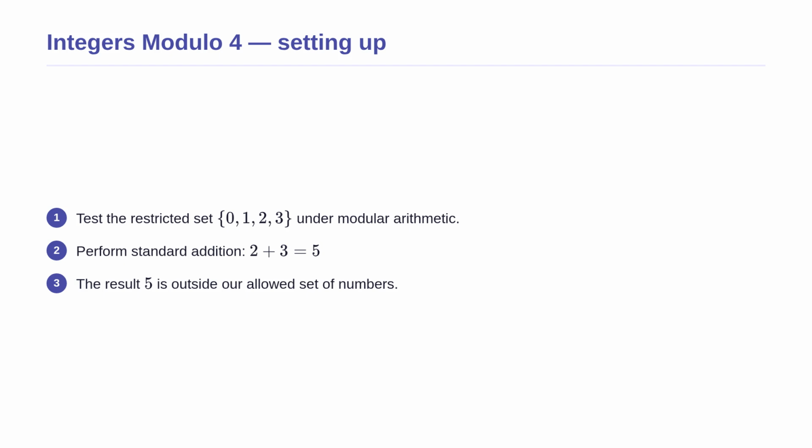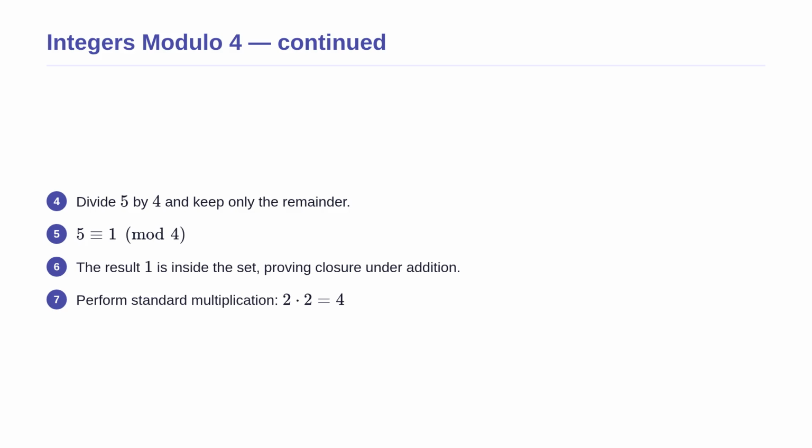First, we perform standard addition with 2 numbers from our set. 2 plus 3 gives us 5. However, 5 is not in our allowed set of numbers. To fix this, we must apply our wrapping rule to bring the number back into the allowed universe.